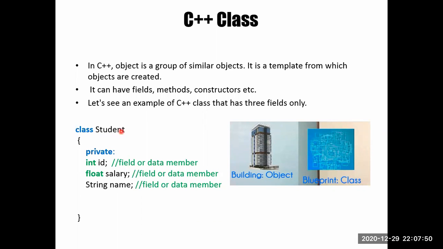Class is a keyword. Again, student is a class name. Here we have to open the body. So this is the body, private. These are visibility modes. We will tell you about that. There are three visibility modes: private, public, and protected. Under private, we have declared some data members. You can see ID, salary, name, all these are variables with data types. Finally, we have to close the body with a semicolon.